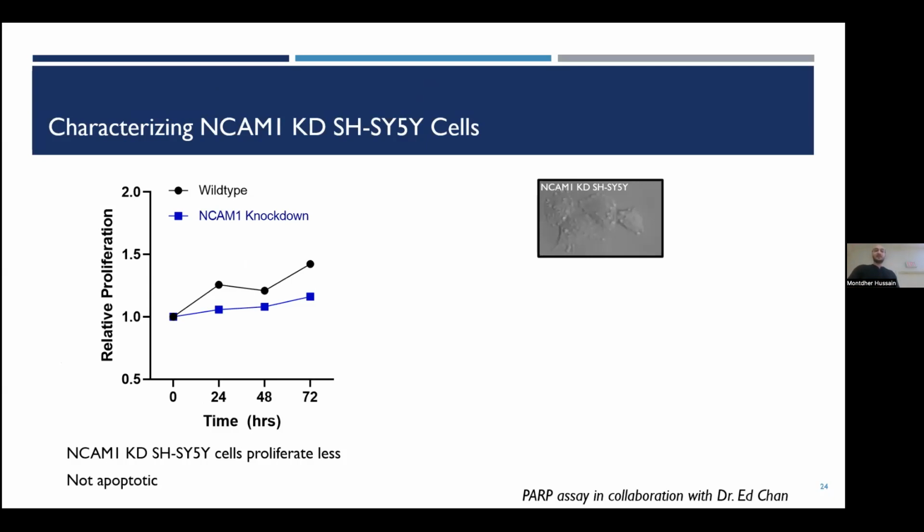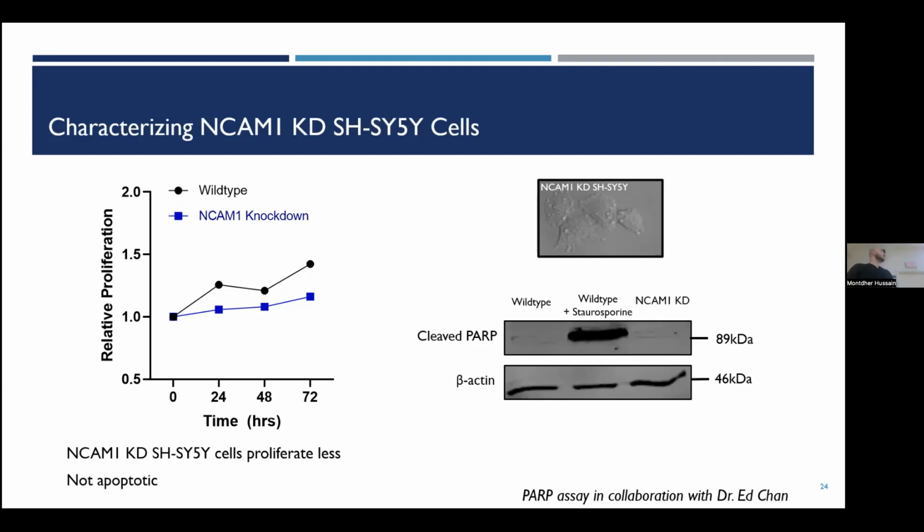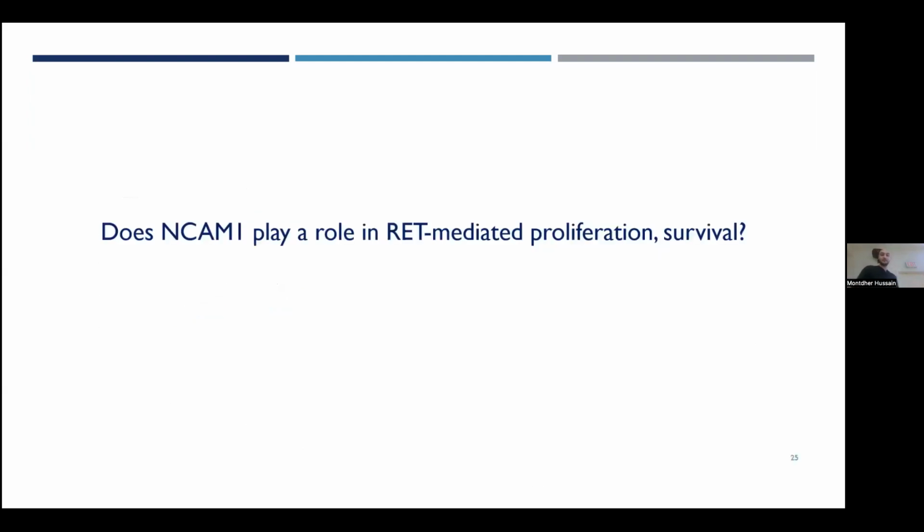To assess whether they were apoptotic, I performed a PARP cleavage assay. PARP is cleaved in cells that are actively undergoing apoptosis. What I saw was that, like the wild-type cells, there's no cleaved PARP in our NCAM1 knockdown cells. We can see, as a positive control, wild-type cells treated with staurosporine. So this told us that the NCAM1 knockdown cells do proliferate less, however, they are not apoptotic.